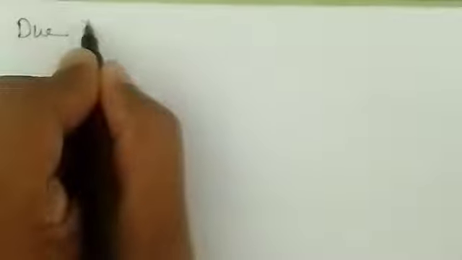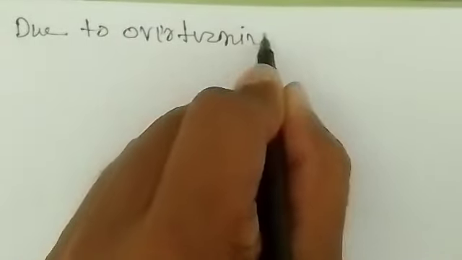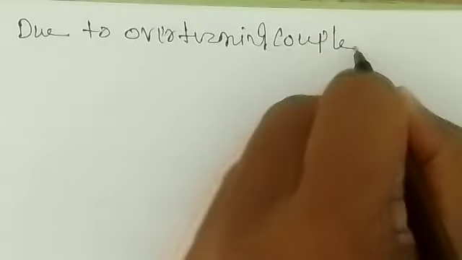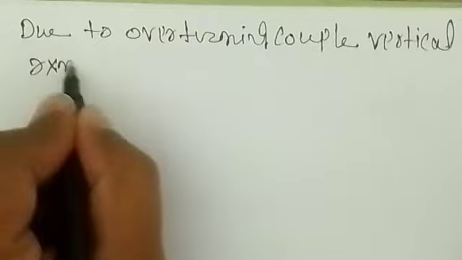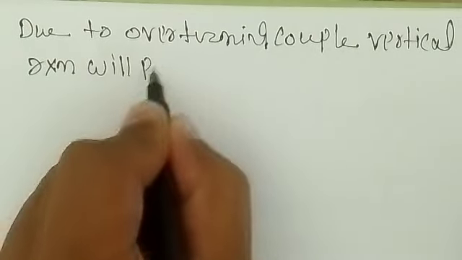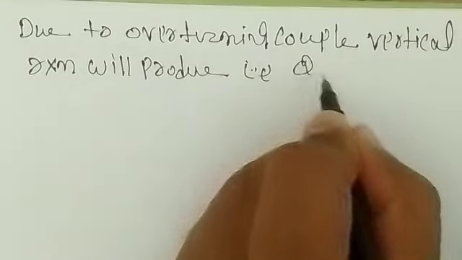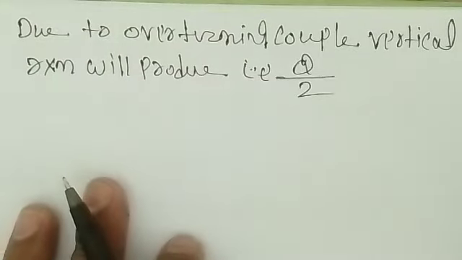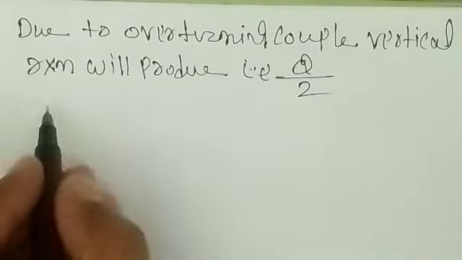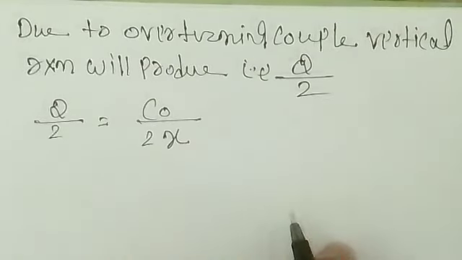So now we can say that due to the overturning couple, the vertical reaction will be produced, which we are denoting by Q by 2. So this Q by 2 acts upward on the outer wheel and downward on the inner wheel. So this Q by 2 magnitude is what? Q by 2 is equal to C naught by 2x.